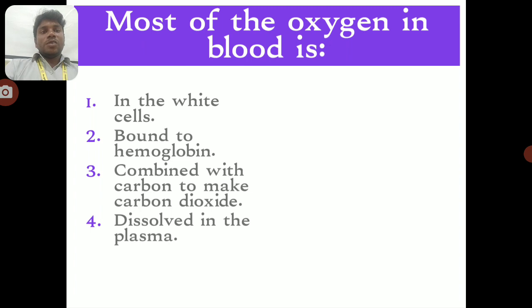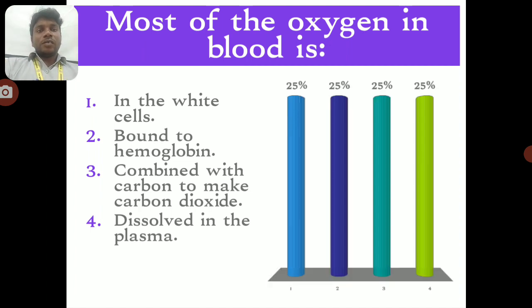Most of the oxygen in blood is in the white cells, bound to hemoglobin, combined with carbon to make carbon dioxide, or dissolved in the plasma. In the white blood cells is 25%, bound to hemoglobin is 25%, combined with carbon to make carbon dioxide is 25%, dissolved in the plasma is 25%. Both components equally participate in the respiratory system, 25%.